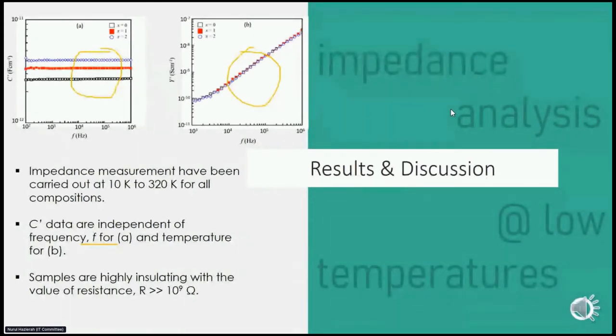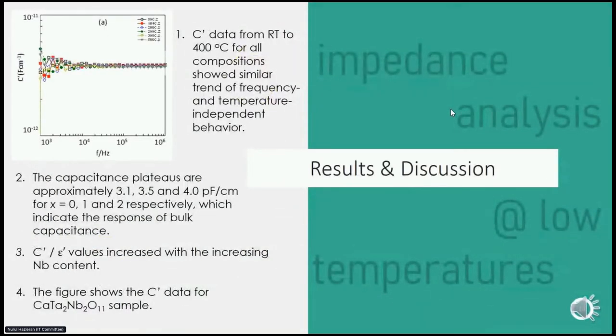So this is the result of impedance analysis at a different temperature range, from room temperature to 400 Celsius, where all the compositions showed a similar trend of frequency and temperature independent behavior. The capacitance plateaus are approximately 3.1, 3.5, and 4.0 picofarad for X equal to 0, 1, and 2 respectively, which indicates the response of bulk capacitance. So for all samples, they all show the same trend in this temperature range. The capacitance and the permittivity values obviously increase with increasing niobium content. The figure shows the capacitance data for the calcium tantalum 2 niobium 2 oxide sample.